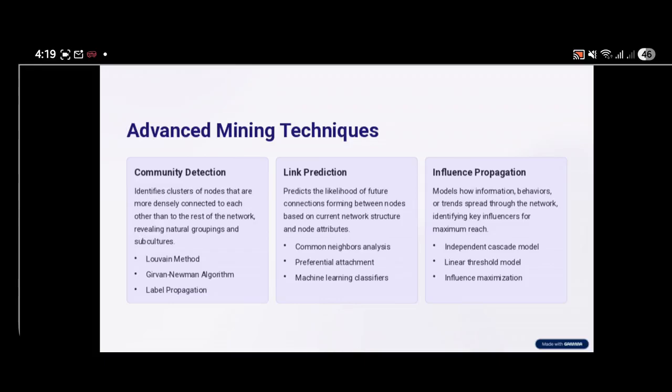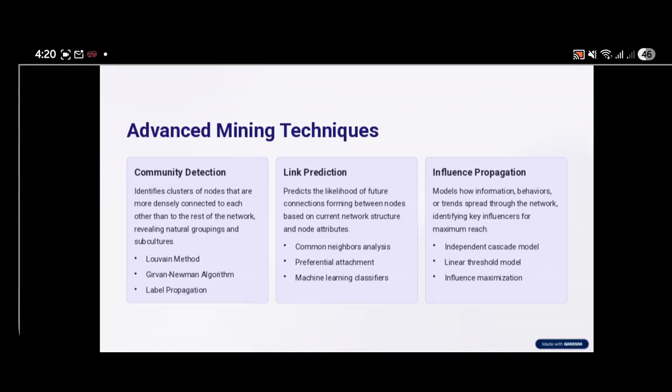Next is link prediction. This is a predictive task that asks what new connections are likely to form in the future. By looking at the current network structure and node attributes like common neighbors, machine learning classifiers can predict the likelihood of a new friendship or follow. This is the magic behind people you may know suggestions.